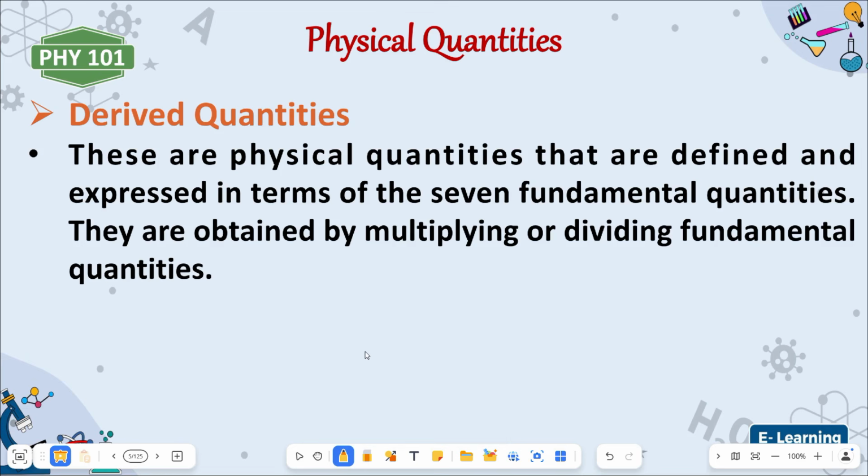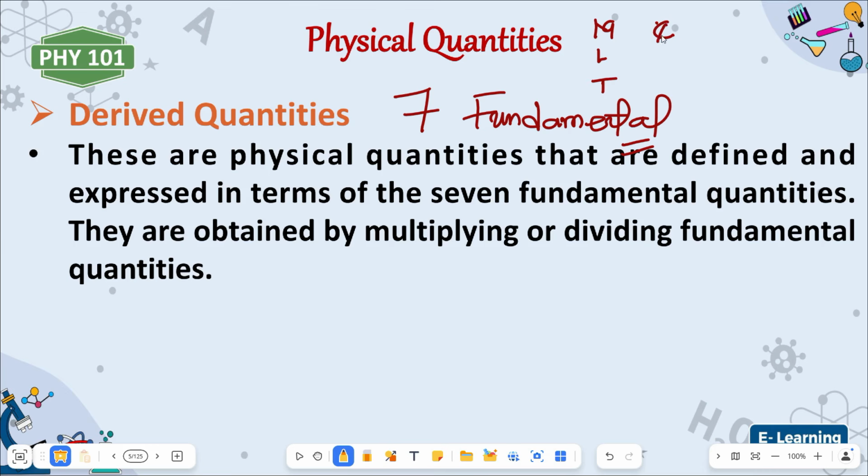Now, the derived quantities are physical quantities that are defined and expressed in terms of the seven fundamental quantities. That means they depend on the seven fundamental quantities. The fundamental quantities we looked at are mass, length, time, current, which is measured in ampere, luminous intensity measured in candela, temperature measured in Kelvin, and amount of substance measured in mole. These are the seven fundamental quantities.